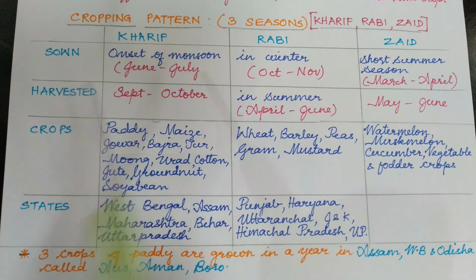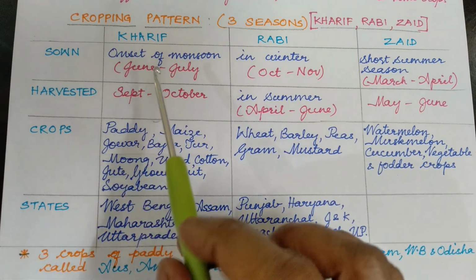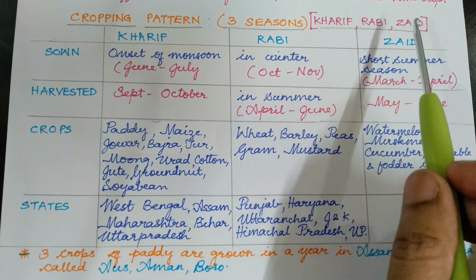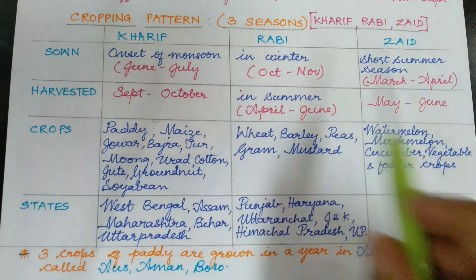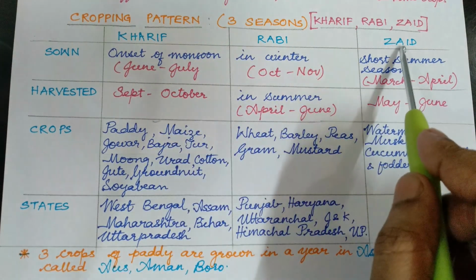India has great physical diversities and pluralities of cultures. Just like that, even in agricultural practices, we have a great diversity with the cropping patterns. Cropping pattern is nothing but the different seasons. We have Kharif, Rabi, and Zaid. Now you can look into this table. You have Kharif, Rabi, and Zaid, the three seasons over here.